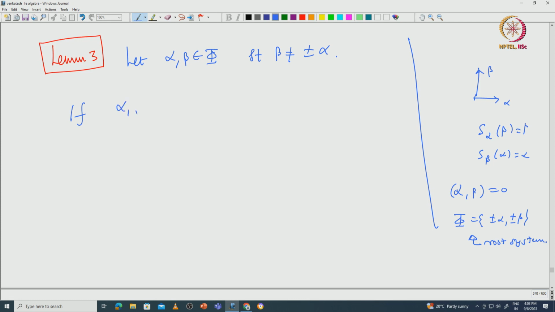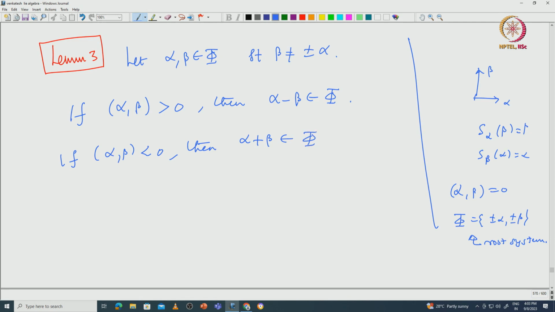Let me write it here. If the inner product of alpha and beta is positive, then alpha minus beta is again a root. If the inner product of alpha and beta is negative, then alpha plus beta is a root. These are all the conclusions. Of course, when alpha and beta are orthogonal to each other, we may not conclude anything.